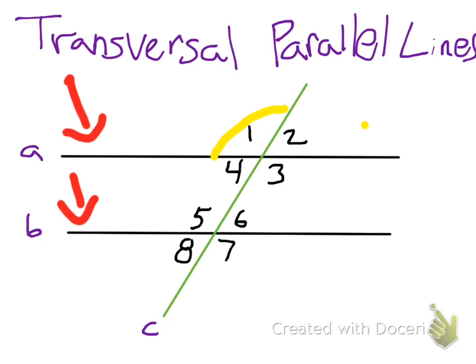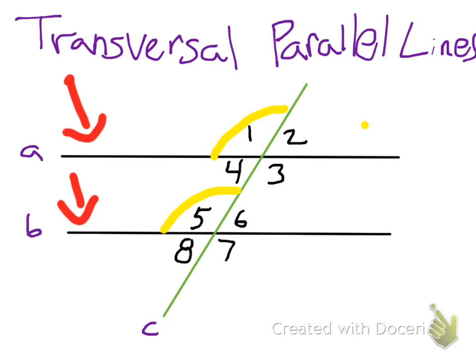So what we're going to imagine for a moment is that parallel line B is going to move upward. Okay, and it's going to move into the exact same spot as line A. If that happens, exactly one angle will be in exactly the same place as angle 1 right now. And that angle, or the corresponding angle to angle number 1, is angle number 5. So I'm going to mark that there.